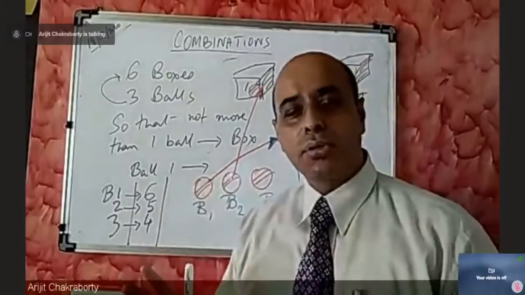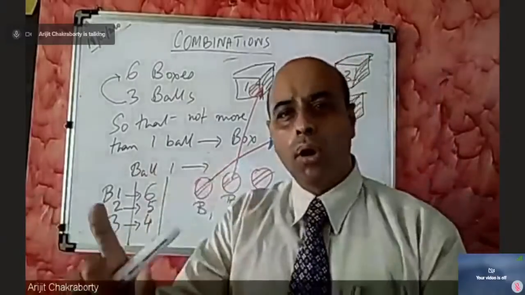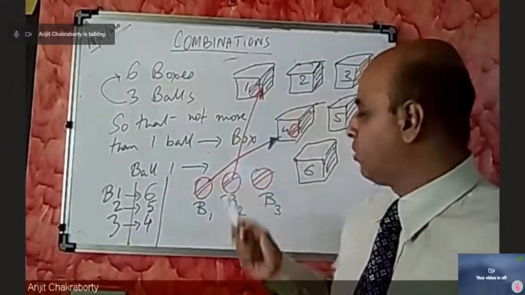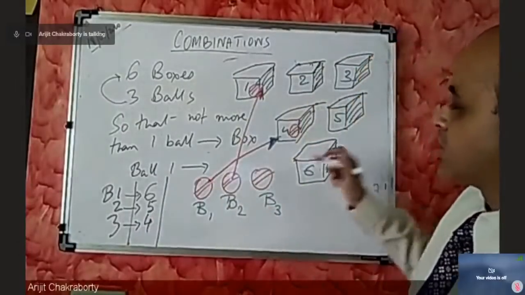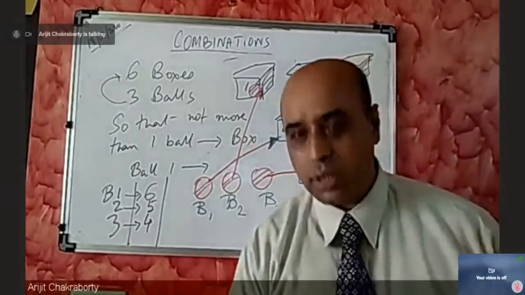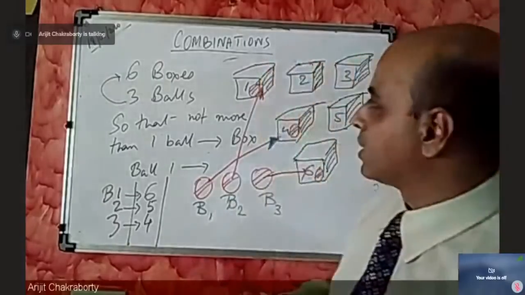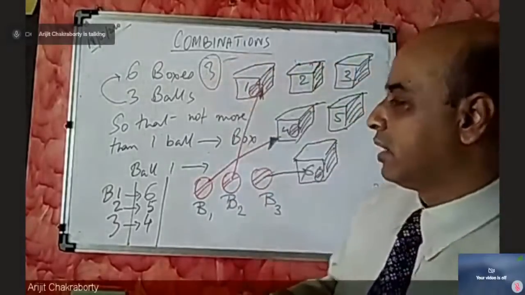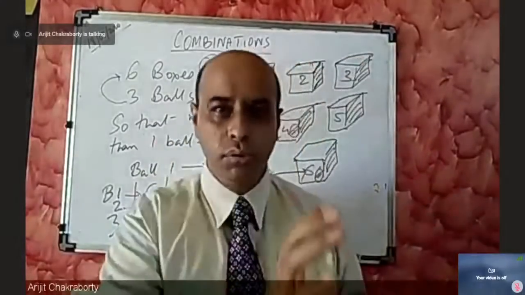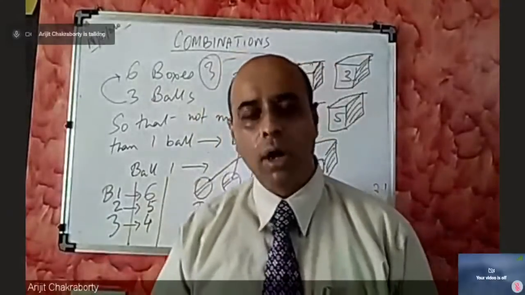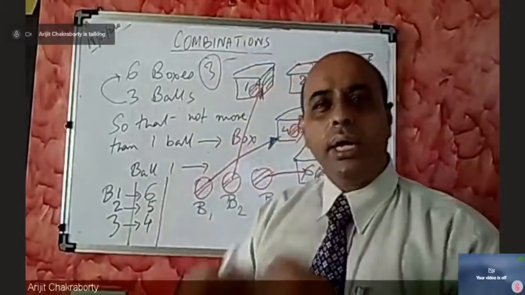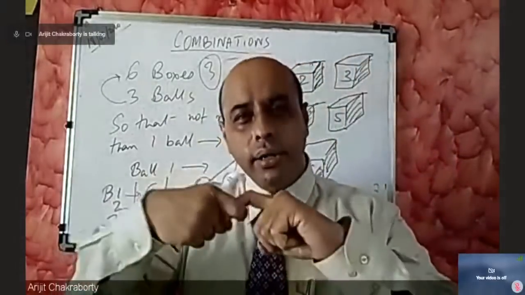Friends, please note that here we are throwing the balls into 6 boxes, and say ball number 3 lands up in box 6. Now we have 3 separate events. Throwing of ball number 1 is the first event, throwing of ball number 2 is the second event, and throwing of the third ball is the third event. Please note, these 3 events are interlinked.